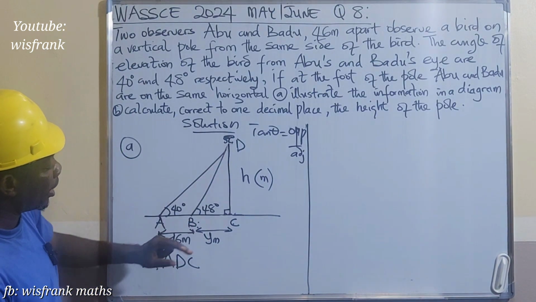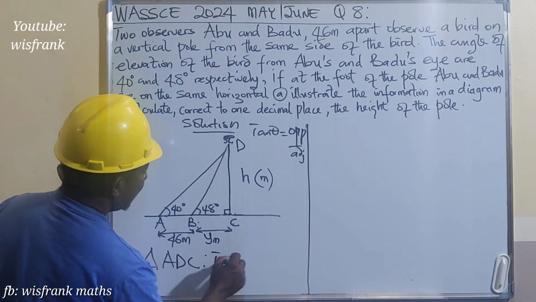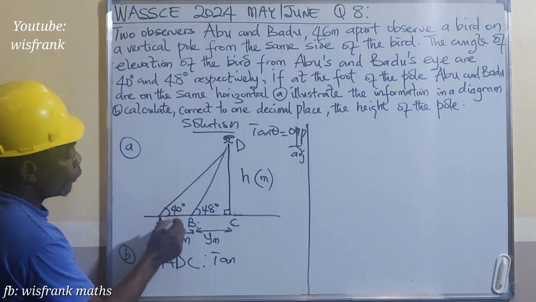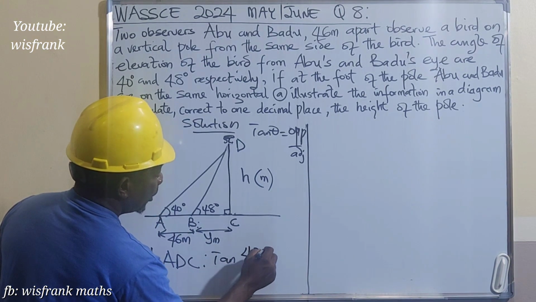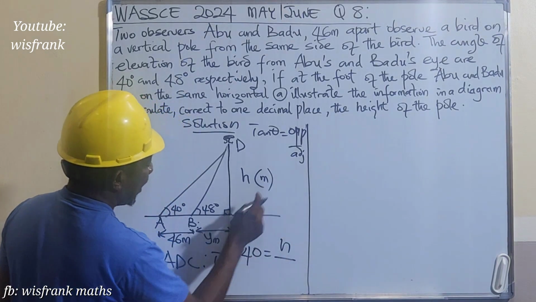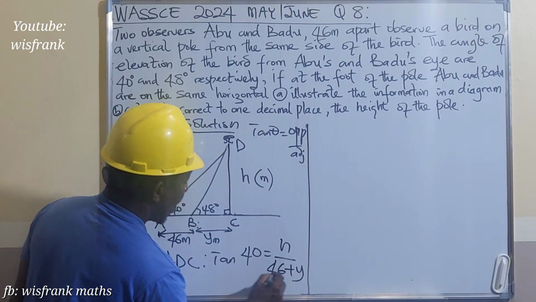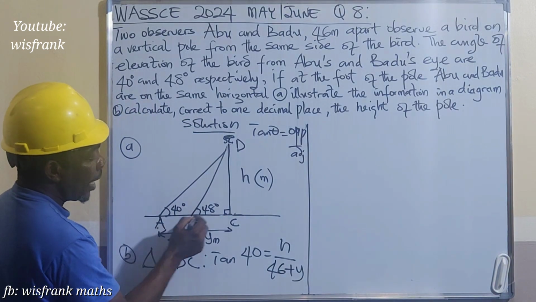Triangle ADC is the bigger triangle. In that case, we say tan theta, where theta is 40, equals opposite, which is H, over the adjacent. Our adjacent is going to be 46 plus Y, because it is the distance between A and C.